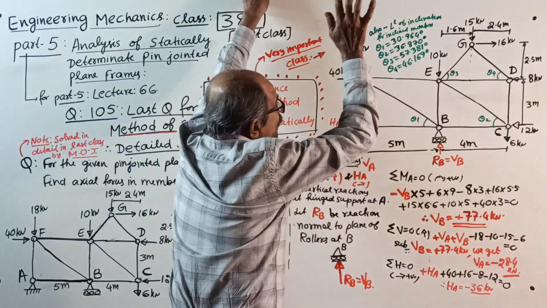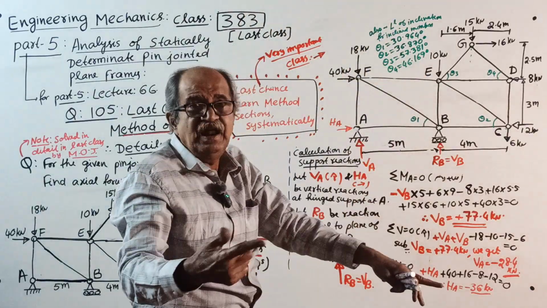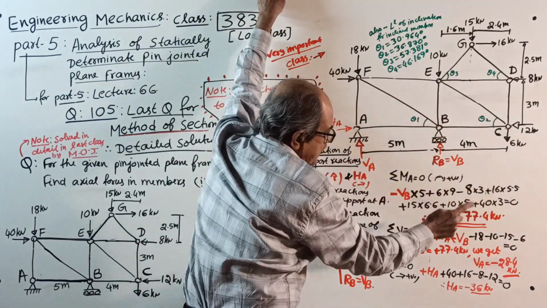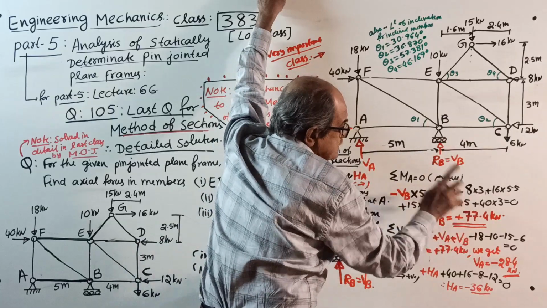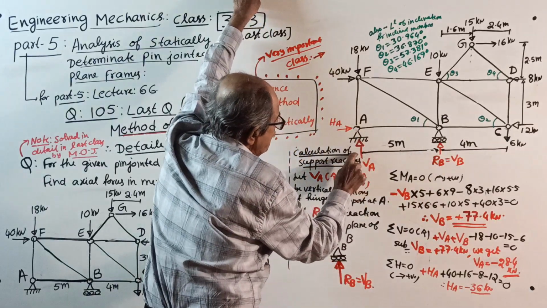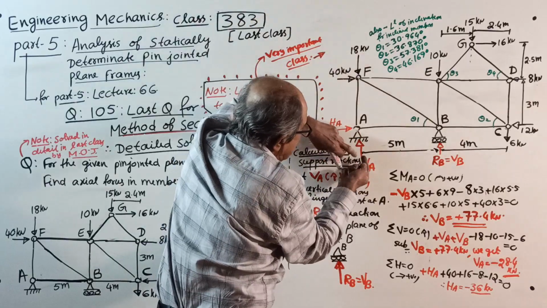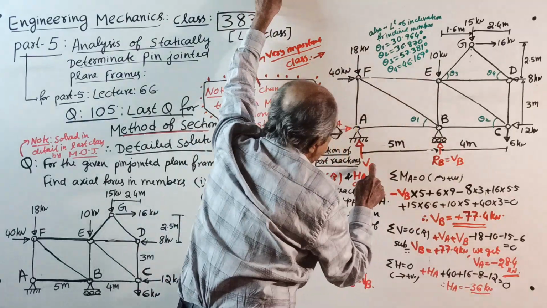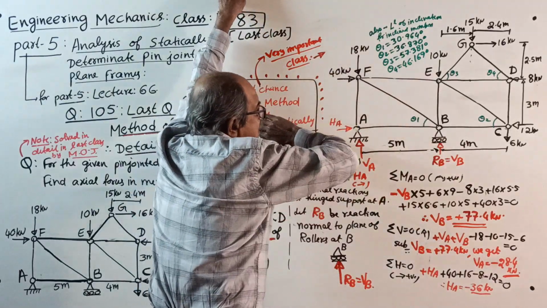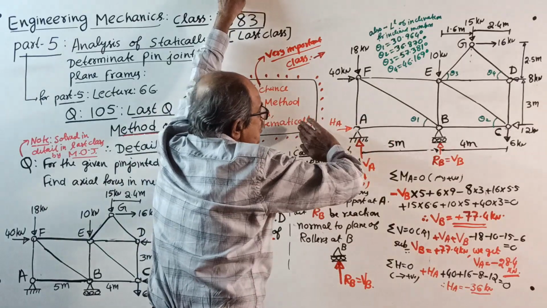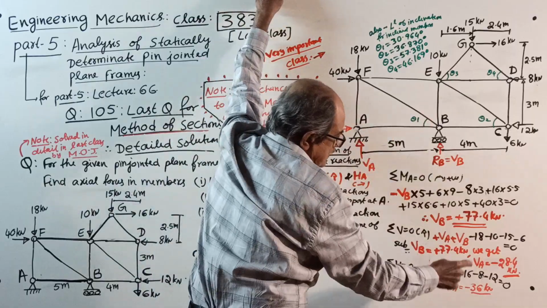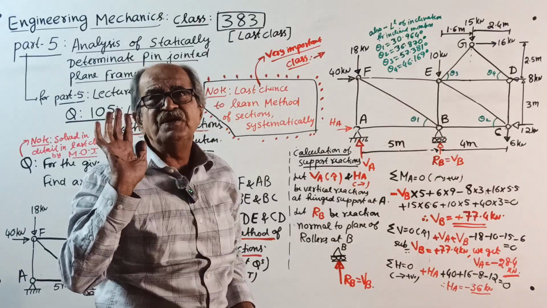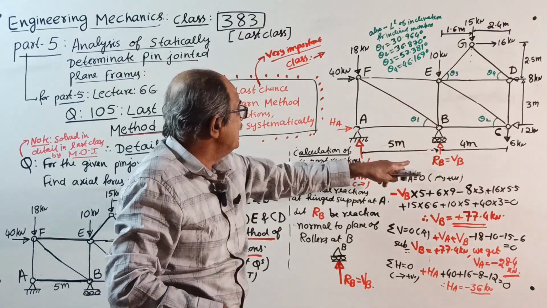But remember, when you use this sketch later, in case you require VB, how much should you take? Upward of 77.4. In case you require VA, we took upward, negative sign came down, of 28.4. And if you require HA for any reason, we took right side, negative came left side, of 36. This I will not tell once again.